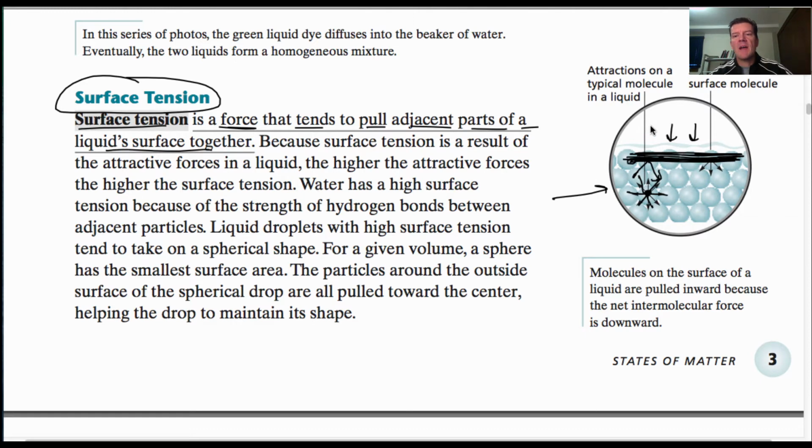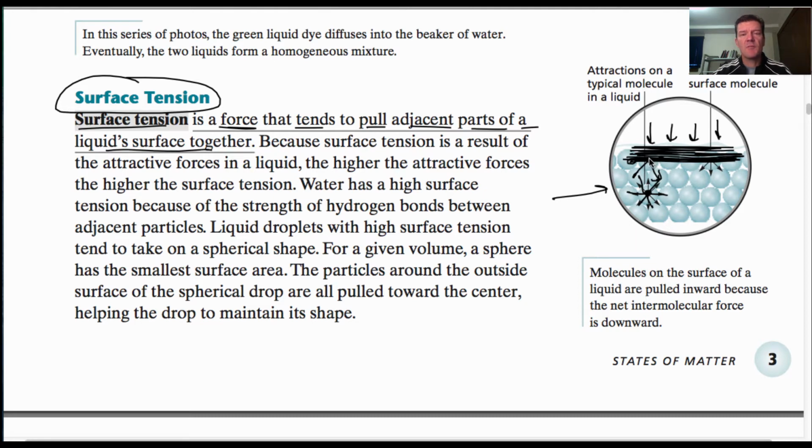If you were to put an object that is light enough on top of the water, it might just sit there, okay? It might just sit there. So you've probably seen insects that are able to scurry across water because they're so light, and they are taking advantage of this surface tension.